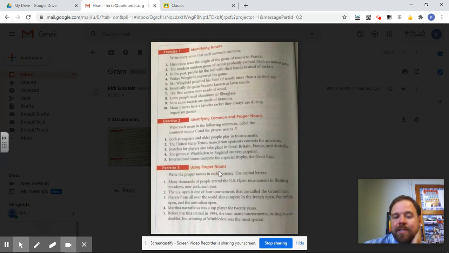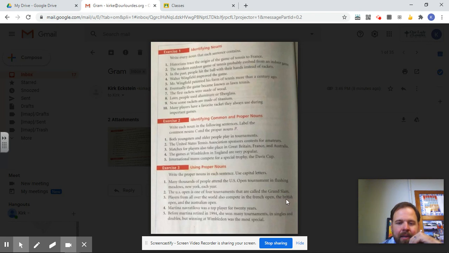Okay. Last one's here. It says write the proper noun in each sentence and use capital letters. So there's one missing. Okay. Flushing Meadows, New York is all uppercase because Flushing Meadows is a city in the state of New York. So Flushing Meadows, New York. US and Open in number 2. US Open is uppercase. And that should be good on number 2.